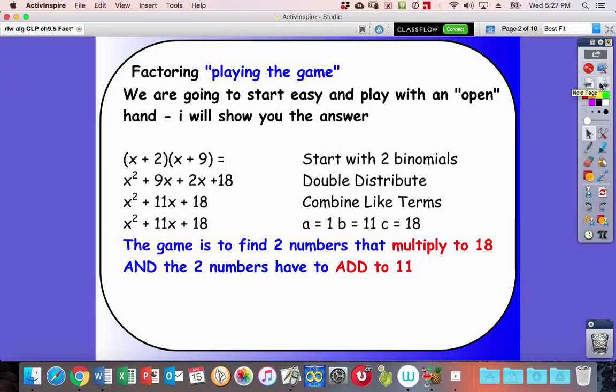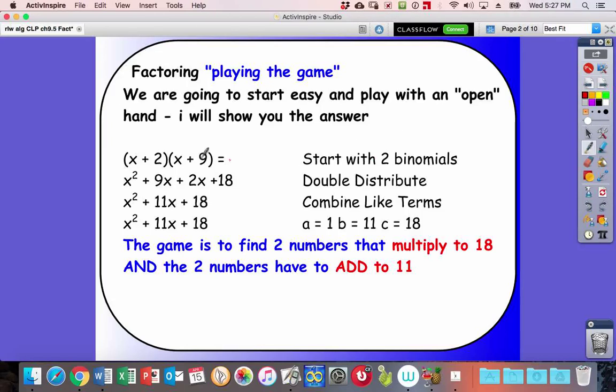Okay, I call factoring playing the game. I think actually factoring is kind of fun. And I'm going to start easy and play with an open hand. You know, like when you learn a new card game, we're going to leave all of our cards on the table. I'm going to start with, if you had two binomials, let me go get my pen here.